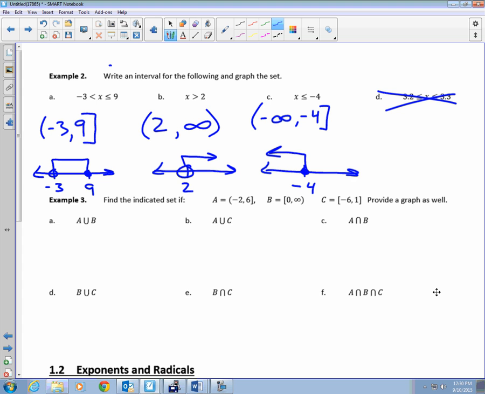What do you think? Good. Any questions on example 2?